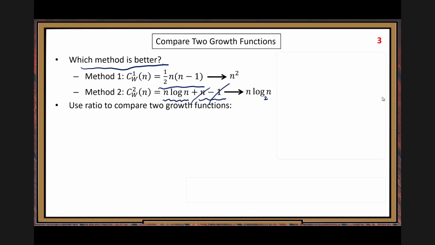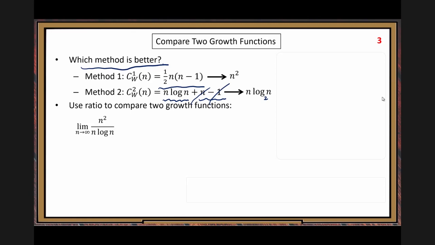The ratio. When we do a comparison, we take the ratio to compare two growth functions. Here, let's take the limit of n squared over n log n. We calculate this limit.